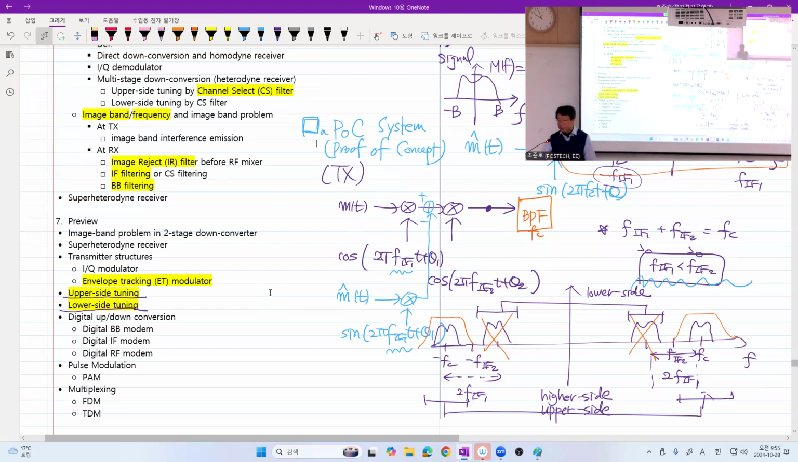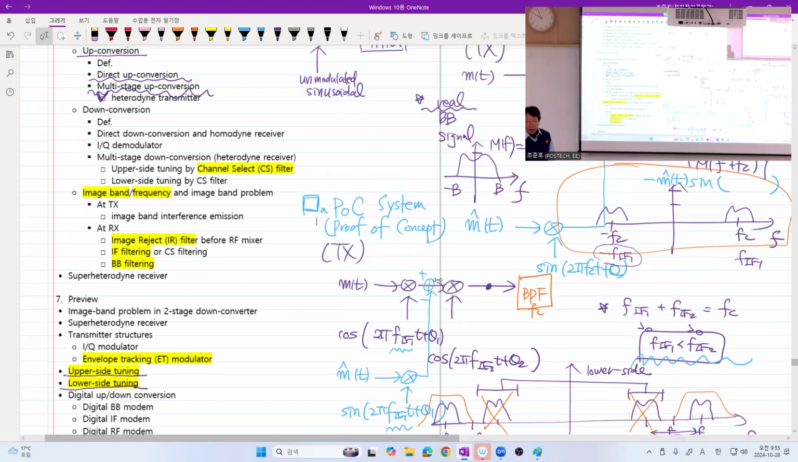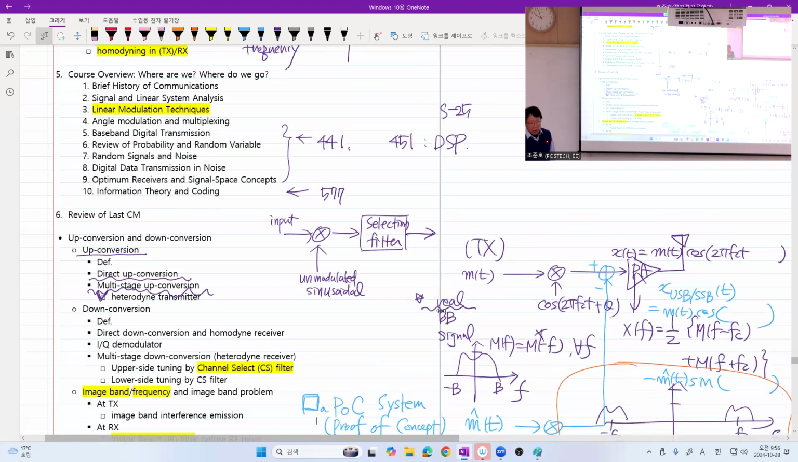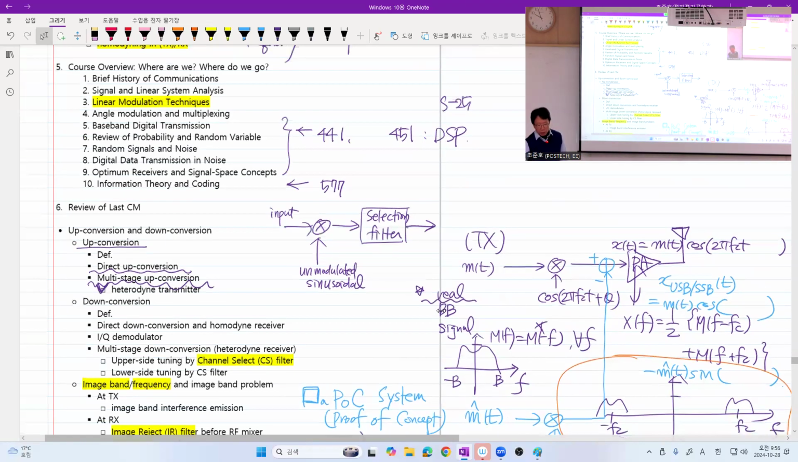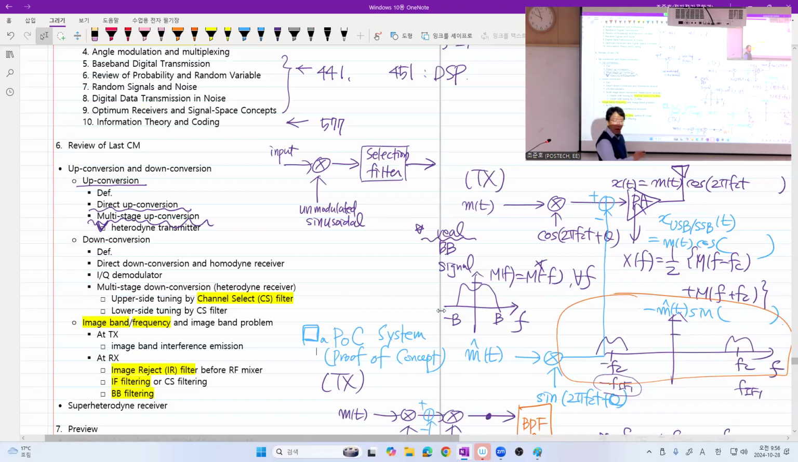Even when I was a graduate student 30 years ago, many RF circuit designers said direct up conversion, its time has come. They said, having very stable sine and cosine with very small phase noise is now possible, so let's use it. But mostly before the 1990s, they had this multi-stage up conversion.